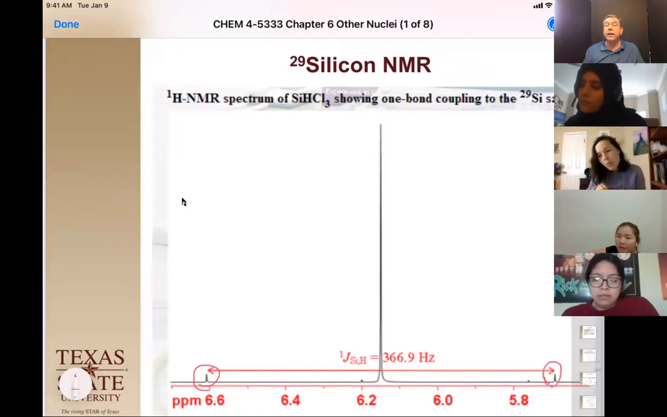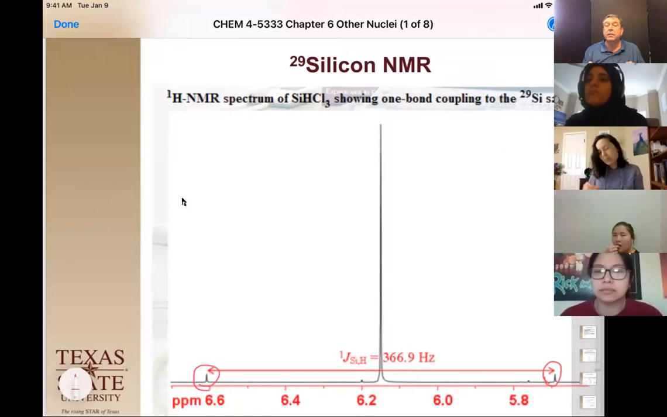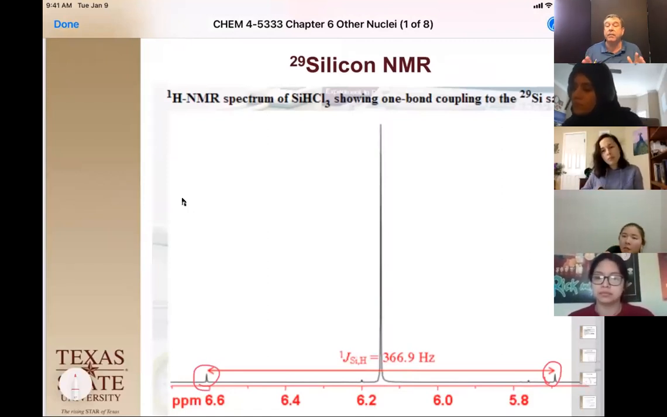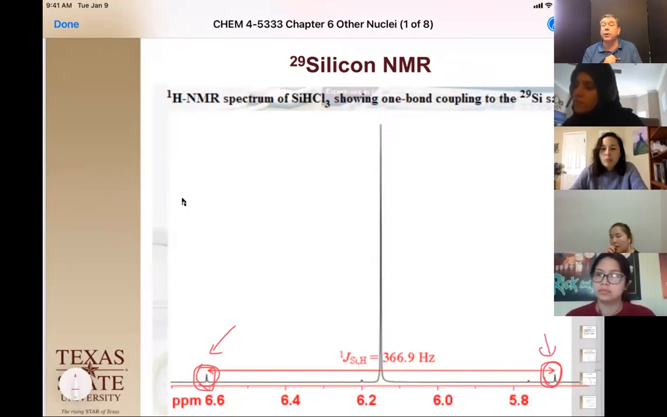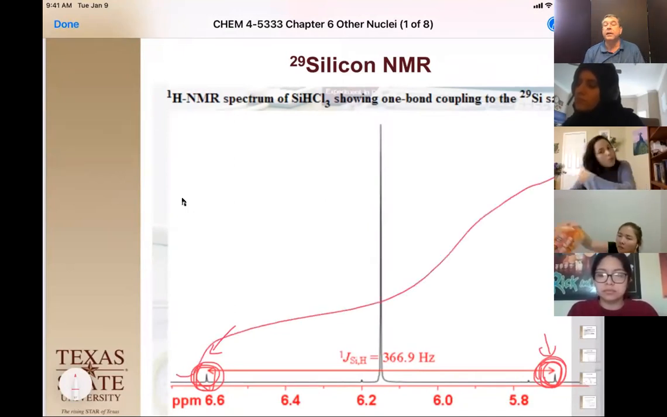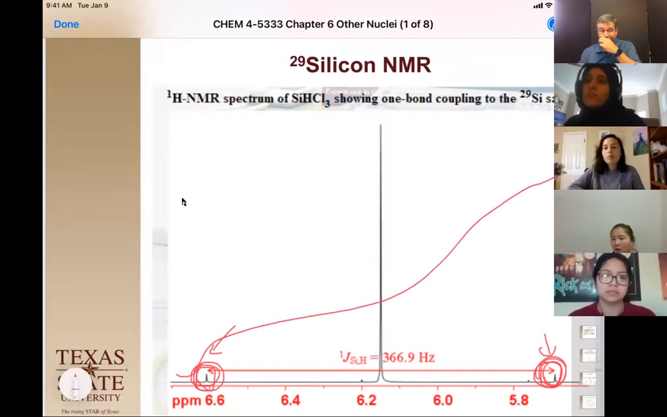And again, we don't get that full split pattern because our abundance of the silicon 29 is only 5%. Notice these peaks are a little bit more intense than the peaks that we got for the carbon 13 coupling, because the carbon 13 is only 1%. These are a little bit bigger than that, but this is the actual silicon splitting of that proton in our proton NMR. Again, these are most of the time called spinning sidebands. And if you did a true integration across the entire thing, you would get to your full one proton.